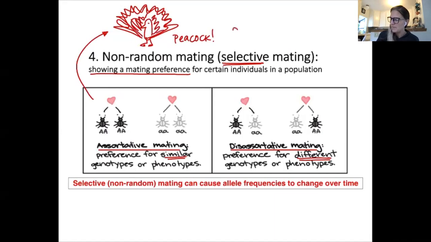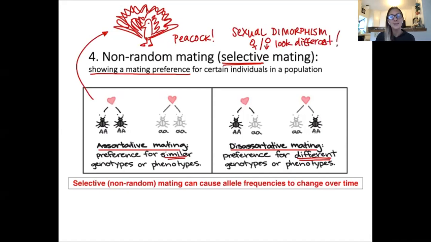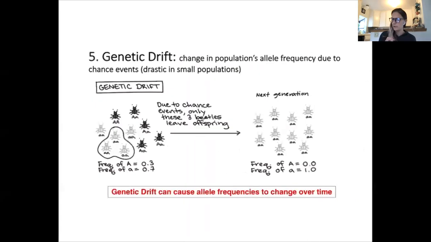So very often this leads to sexual dimorphism, where the males and the females of a species look different. And that is very often driven by selective mating. So selective mating can cause changes in allele frequencies over time, driving microevolution.